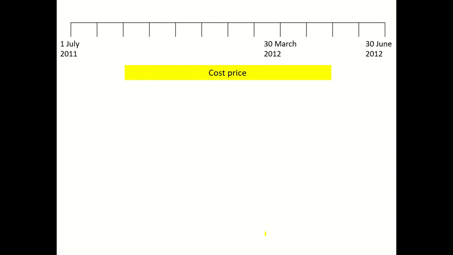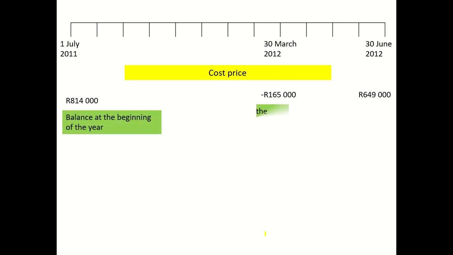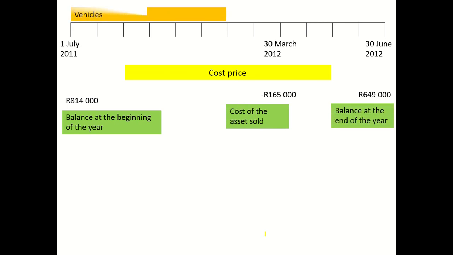The cost price of vehicles at the beginning of the year was 814,000. But something happened during the year. We sold an asset whose cost price was 165,000. Meaning that the cost price of vehicles at the end of the year will be at the reduced value, which is 649,000 Rand. I hope that makes sense. This is the balance at the beginning of the year, this is the cost price of the asset sold, and that is the balance at the end of the year. Basically, we are dealing with vehicles. I hope we're good.